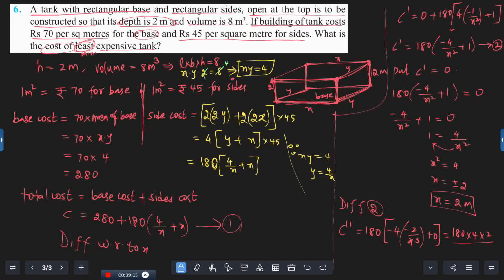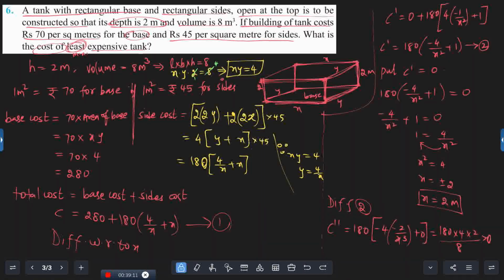2 cubed means 8. Whatever it is, this is greater than 0. Greater than 0, what can we say? Minima. So therefore x equal to 2 is minima. That is, the total cost is minimum. Minimum or least, you can say.